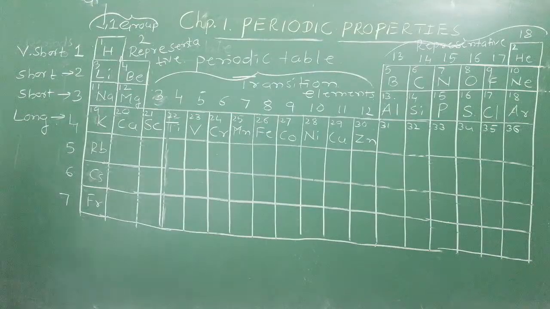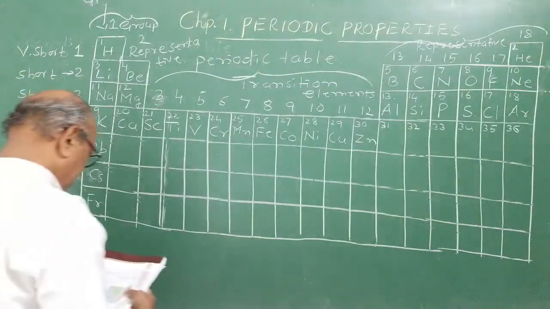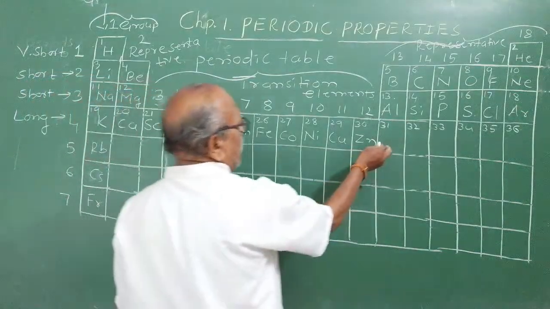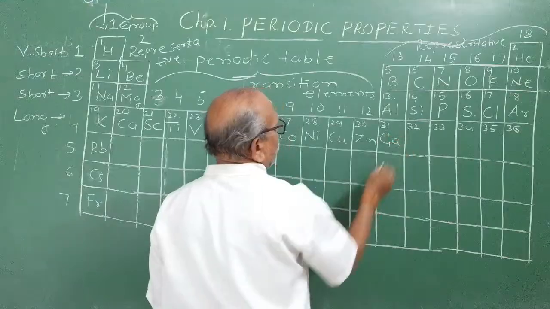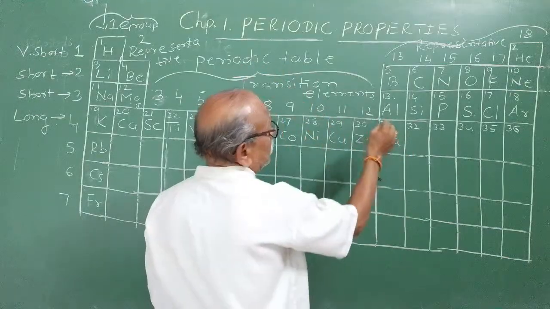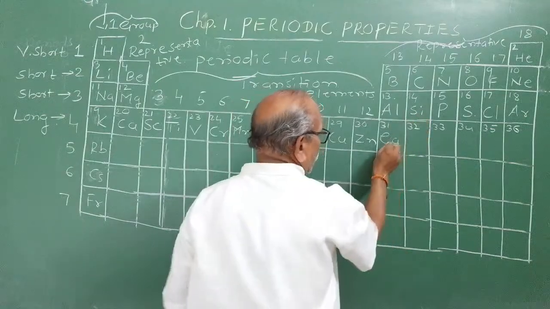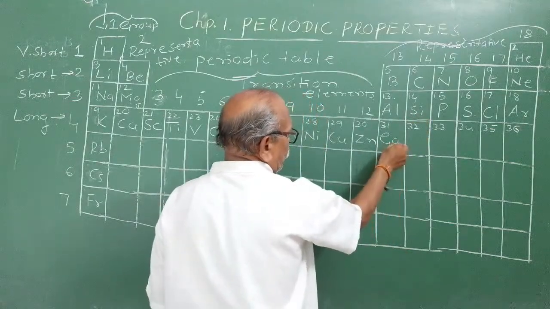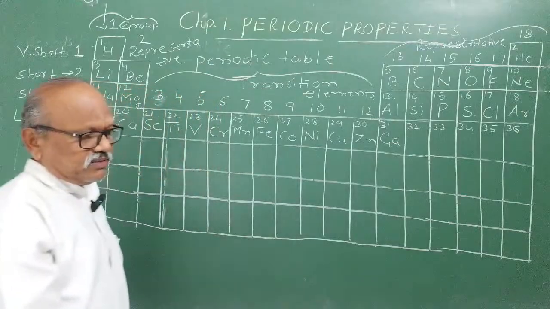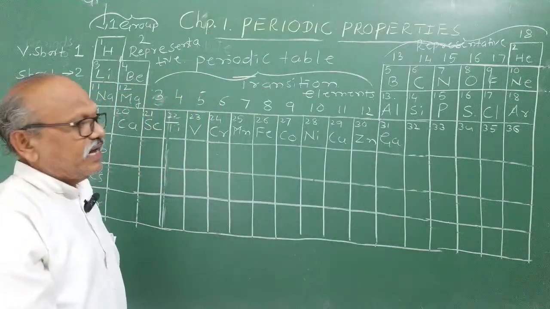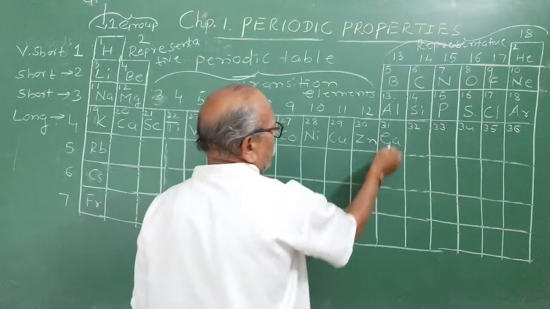Fill the elements. After zinc, what do you have? After zinc, you will get gallium. Actually, Mendeleev recognized it as eka-aluminium and assumed it. After that, it was proved to be gallium. Gallium is such an element which melts in the hand only. Its melting point is very, very low.